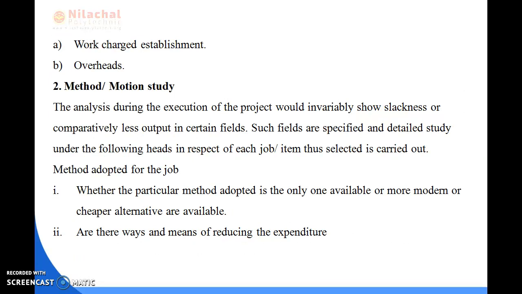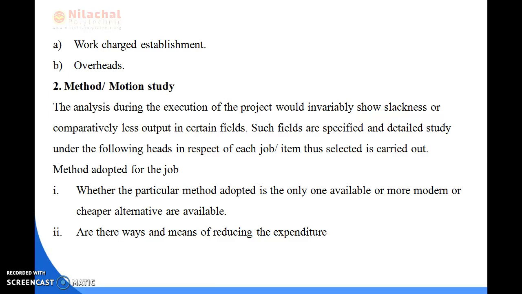Next is methods or motion study. The analysis during the execution of the project would invariably show slackness or comparatively less output in certain fields. Such fields are specified, and a detailed study under the following heads in respect of each job or item thus selected is carried out. First, the method adopted for the job: whether the particular method adopted is the only one available, or more modern or cheaper alternatives are available.